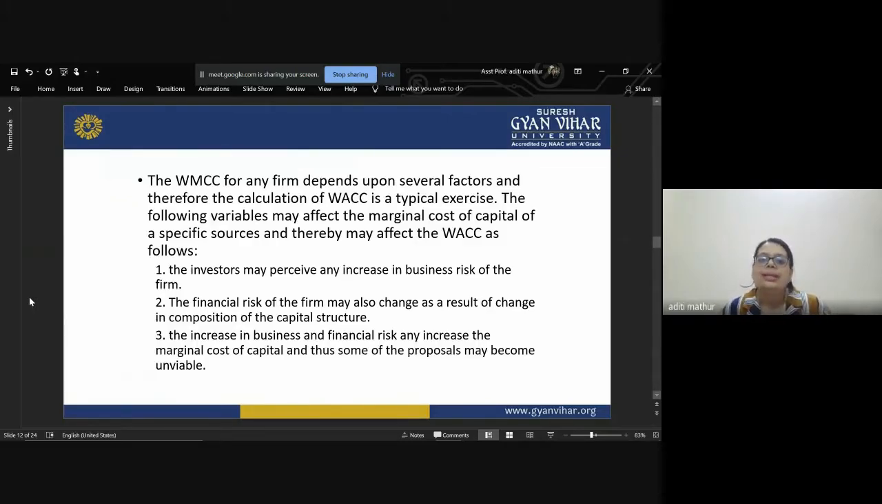The first one is that investors may perceive an increase in business risk. The second is that the financial risk of the firm may also change as a result of change in the composition of the capital structure. The third is that it increases the marginal cost of capital and thus some of the proposals may become unviable.